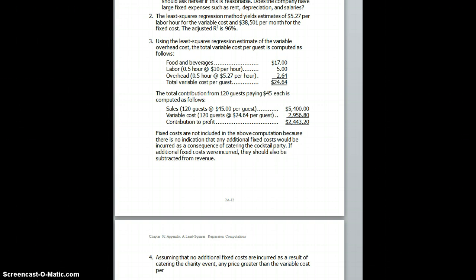What we want to do with this problem is skip part 1, which deals with a scatter graph. We're going to do part 2, part 3, part 4, and part 5. Part 2 asks us to use a least squares regression method to estimate the fixed and variable components of overhead expense. Using Excel, which I'll show in a minute, you should come up with an estimate of $5.27 per labor hour for the variable cost and $38,501 per month for the fixed cost. The R-square is 96%.